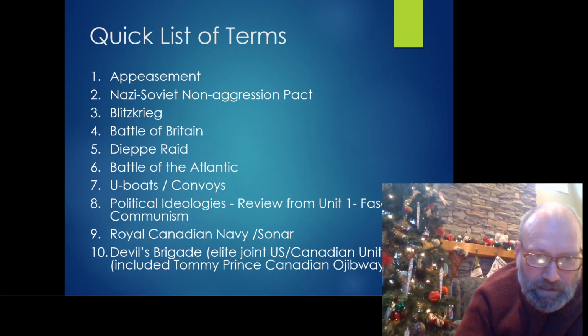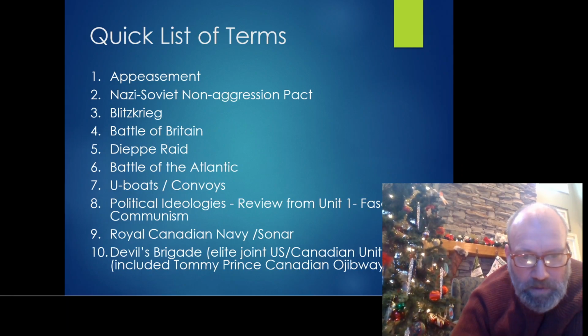Battle of the Atlantic and U-boat convoys probably has about a 30% chance of being on the test, and this is a big Canadian contribution where Canadians provide convoys to protect ships from being destroyed by submarines. Political ideologies. You should know fascism and communism and be able to give a definition of each. Devil's Brigade. You should know that this is an elite joint U.S.-Canadian unit, and it included Tommy Prince, Canadian First Nations Ojibwe.